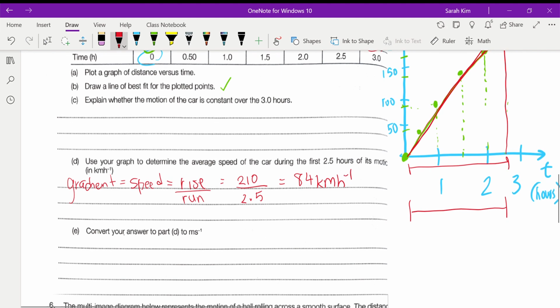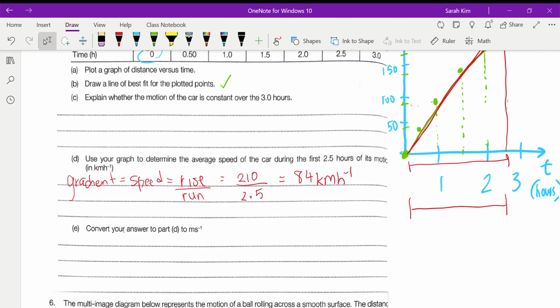Alright, now let's convert your answer to meters per second. To convert kilometers per hour to meters per second, all you have to do is divide by 3.6. So all you have to do is 84 divided by 3.6, which is about 23 meters per second.